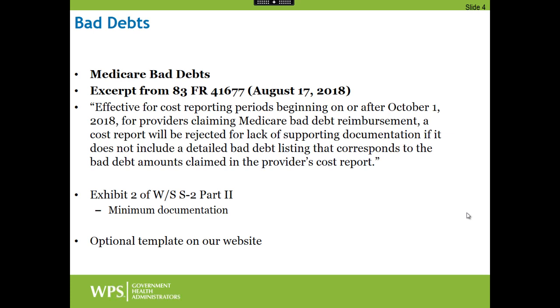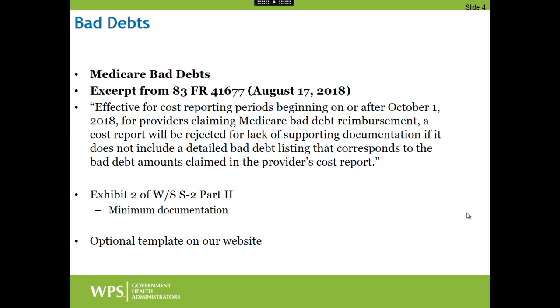So those of you that are familiar with the cost report submission and bad debt specifically are familiar with Exhibit 2 of Worksheet S-2 Part 2. Used to be an exhibit of the old CMS Form 339. It was Exhibit 5 at the time. It's the same thing. That's the minimum required documentation that has always been required to be submitted.